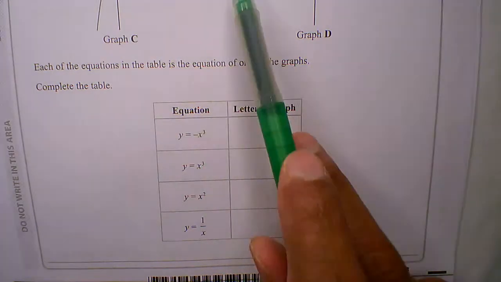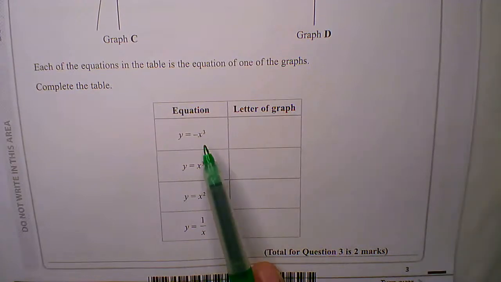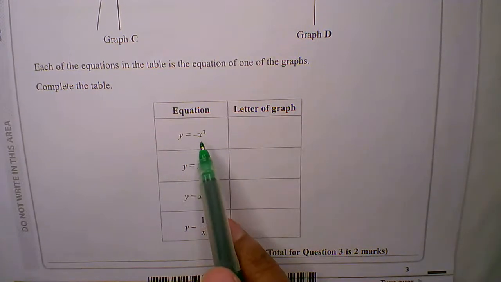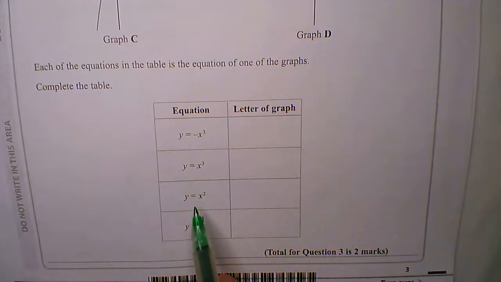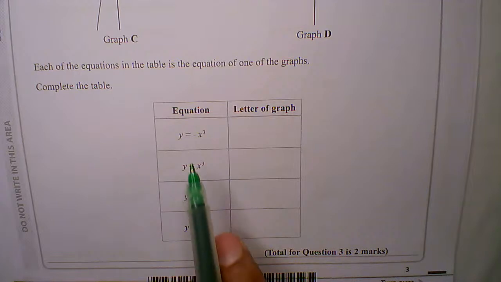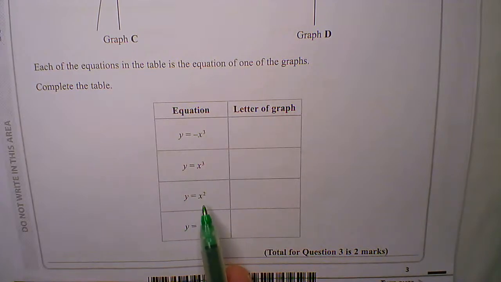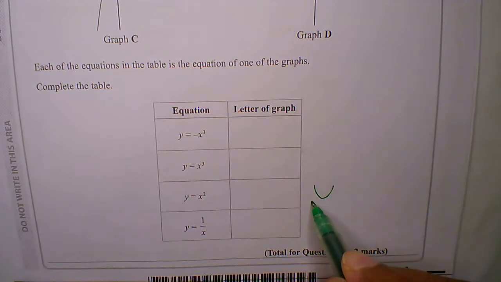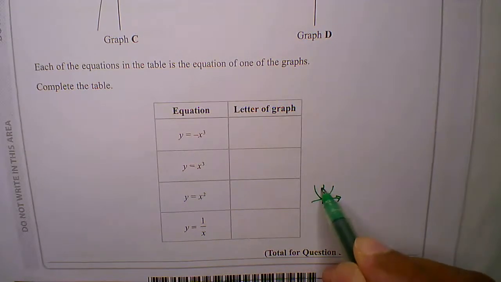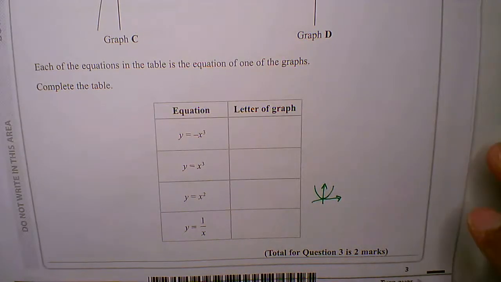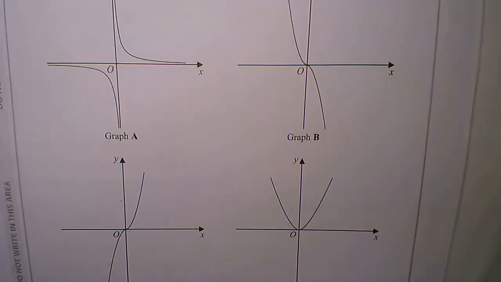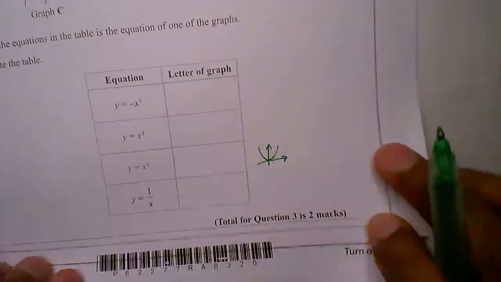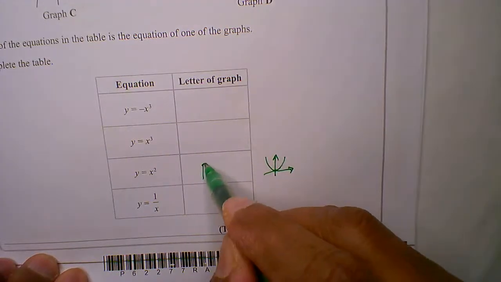So I've got these equations. Now I'm actually going to ignore the graphs for now. I'm just going to look at these. So I've got y equals negative x cubed, y equals x cubed, y equals x squared, and y equals 1 over x. So let me start with something we always do easily, which is x squared. X squared is a U-shaped graph. So that's the one that I want to look at. And I can see here that matches graph D. You can see that's graph D. So I can put here graph D.